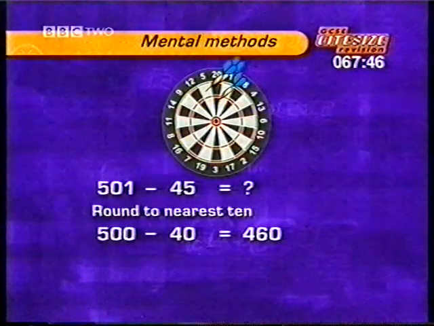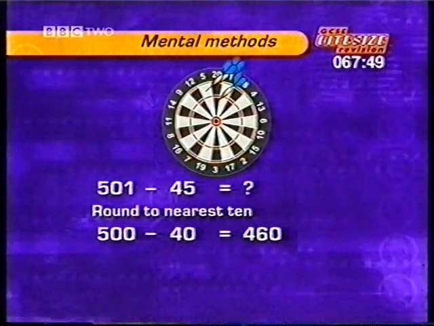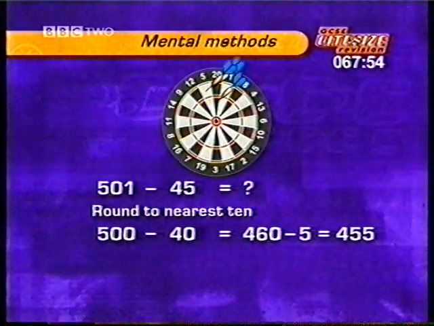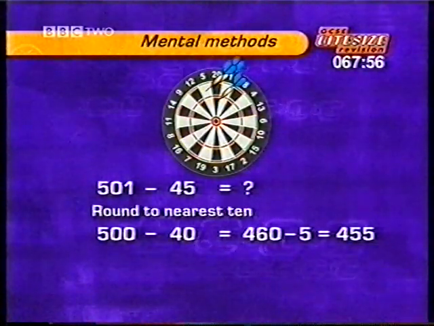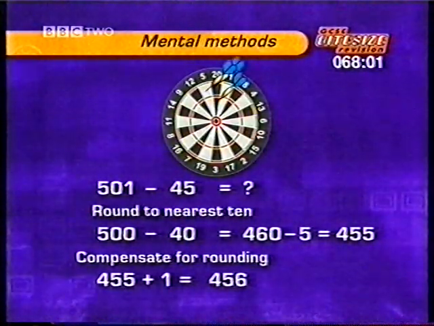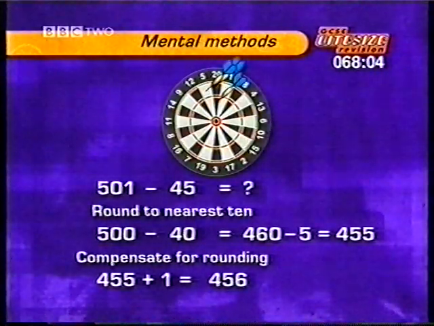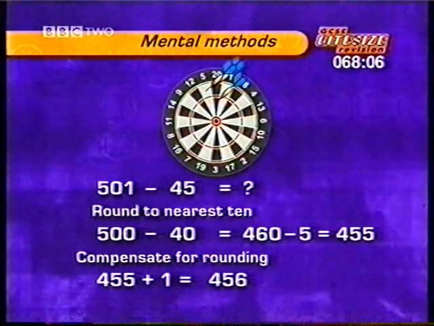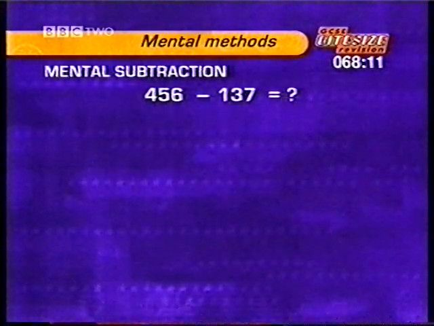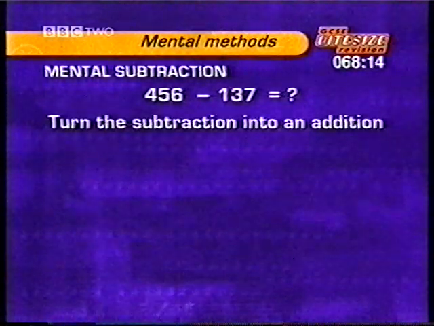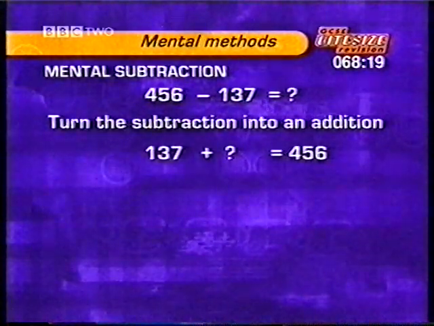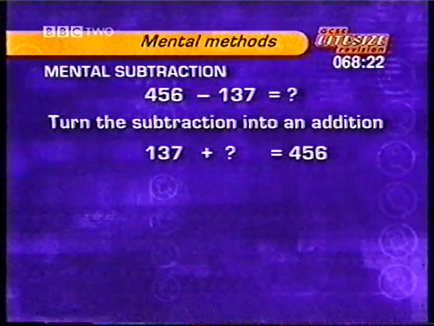You can round the 501 down to 500 and take away 40 to get 460. Then take away the remaining 5 to get 455. Then add back the 1 to compensate for the rounding to get the answer, 456. If your next score is 137, you'll be left with 456 subtract 137. Let's turn this subtraction into an addition. 456 subtract 137 is like asking, what do I add to 137 to make 456?